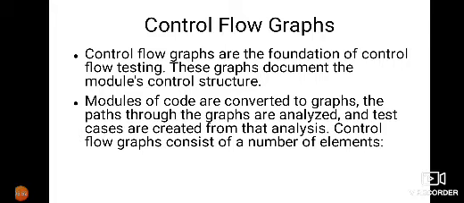Modules of code are converted to graph. When I have a piece of code, I'll be converting that into a flow graph notation, and the paths of the graph are analyzed and test cases are created from that analysis. A control flow graph consists of a number of elements. In order to convert a piece of code into flow graph notation, to draw a control flow graph, you've got certain notations. Just as flowcharts and data flow diagrams have their own notations, this is also a graphical representation. So the control flow graph has its own notations. We'll come across the different notations that are used in the control flow graph.